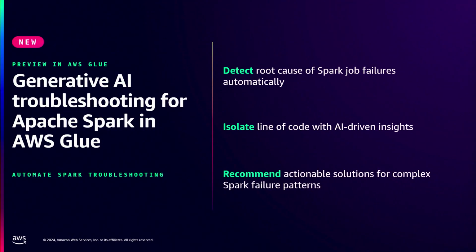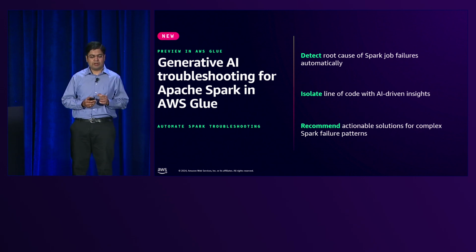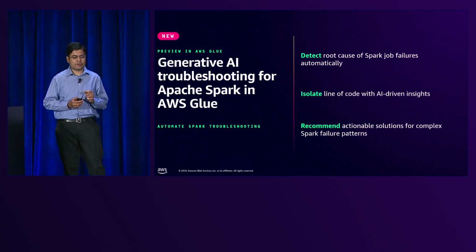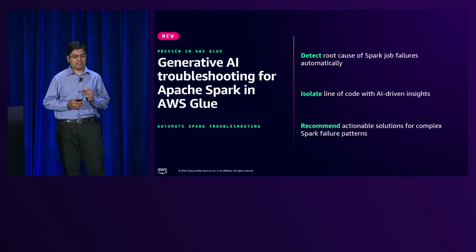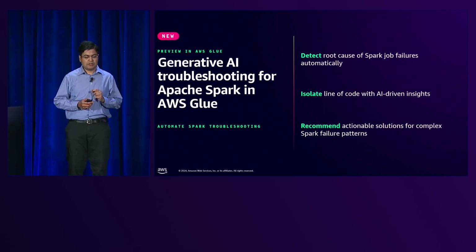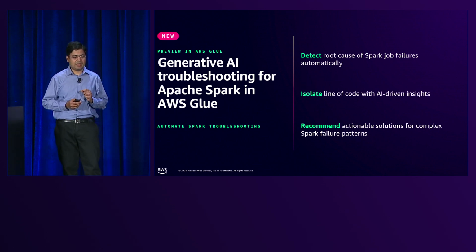Next capability which we are launching this year is generative AI troubleshooting for Apache Spark in AWS Glue. This helps you automate the Spark troubleshooting experience. You can automatically detect the root cause of Spark job failures. Not only the root cause, you can also isolate the line of code in your Spark script where that error actually happened. Like I mentioned, Spark is distributed, and it's lazy in its execution. So with this capability, we simplify that challenge and address it for users. Not only the root cause, we also provide a recommended action which the users can execute to address that failure.